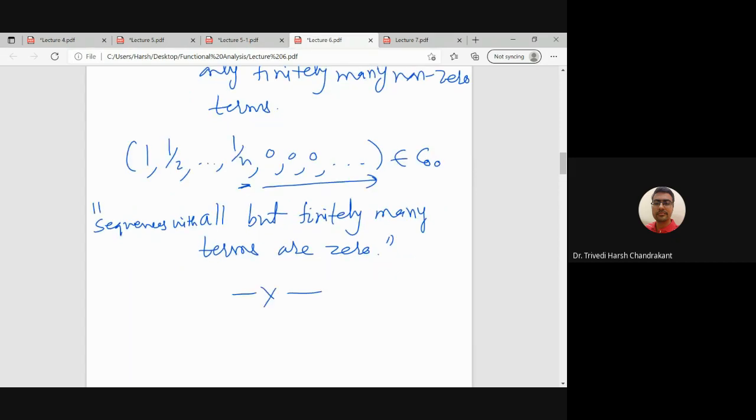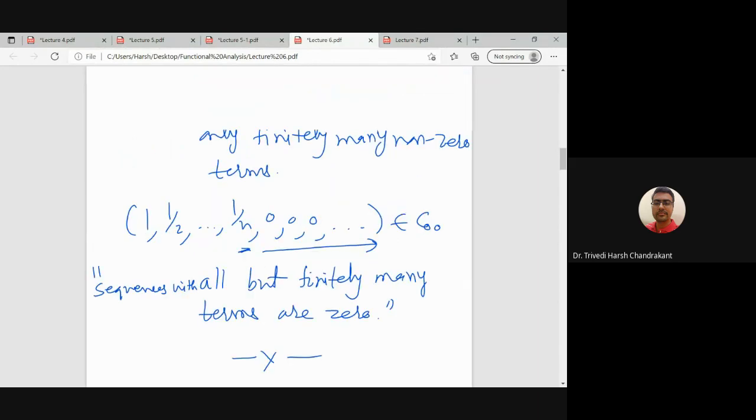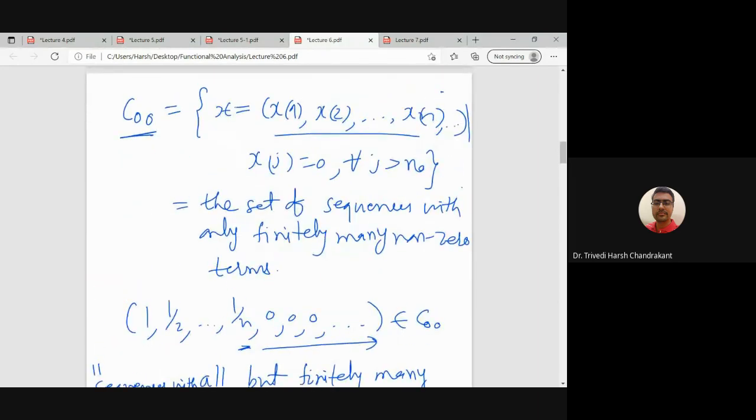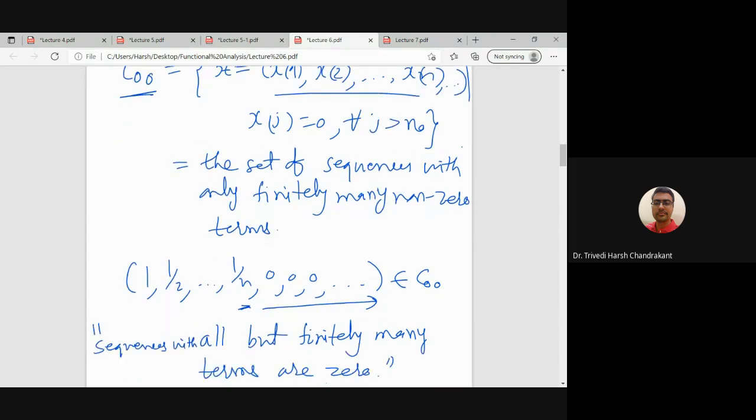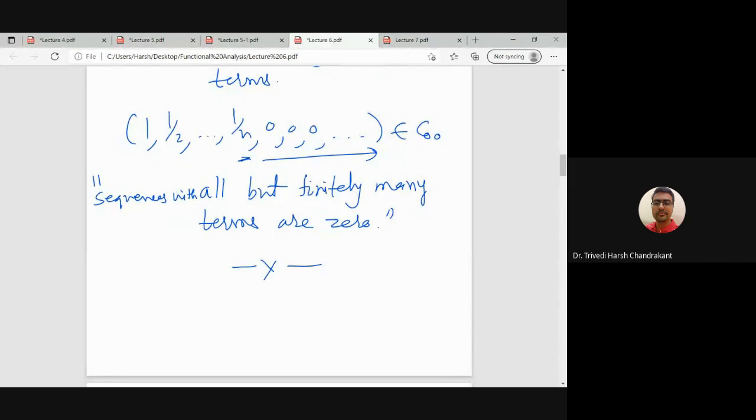C00 is also an example of a sequence space. So basically it is a vector space. Again, we can define coordinate-wise addition and scalar multiplication here. So it is also a vector space.